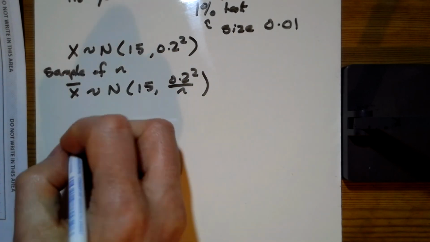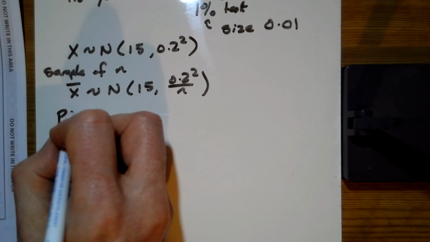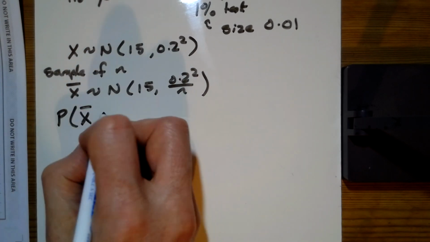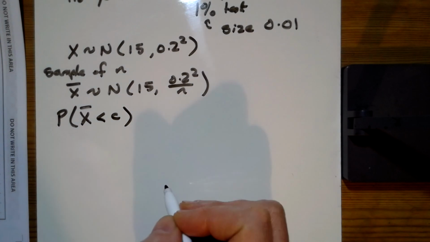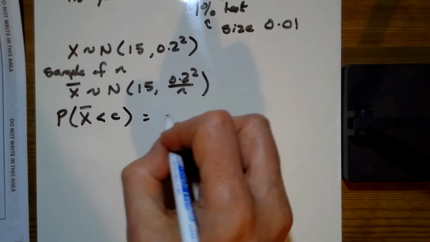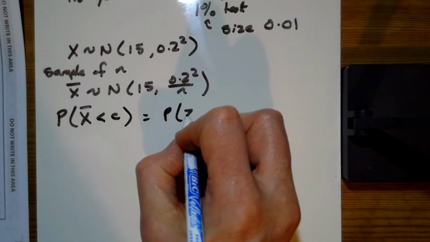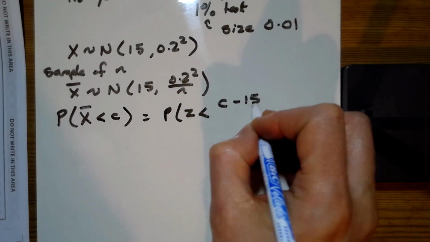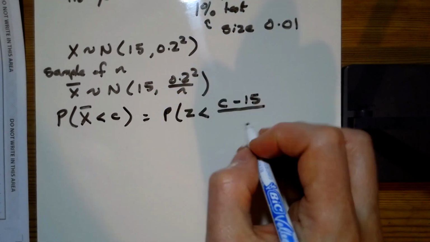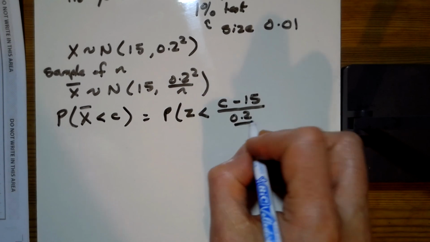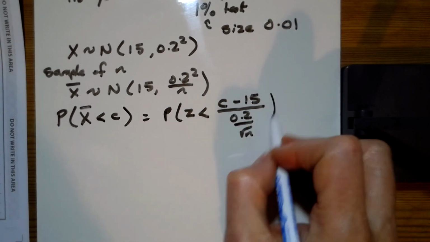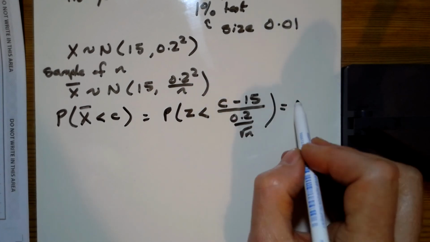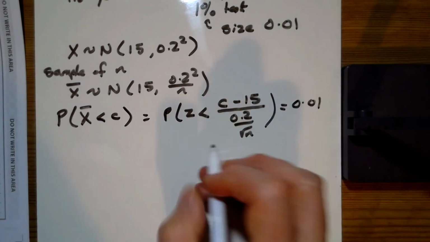to try and find out what our Z is. We want to find out what the critical value is. So the critical value is when the mean is less than the critical value we're trying to find out. Standardizing, that's what I'm trying to do there, is we want C, take away the mean, divided by the standard deviation, which is the square root of that, 0.2 over root n. And we want the probability of it being in the critical region down there to be 0.01.